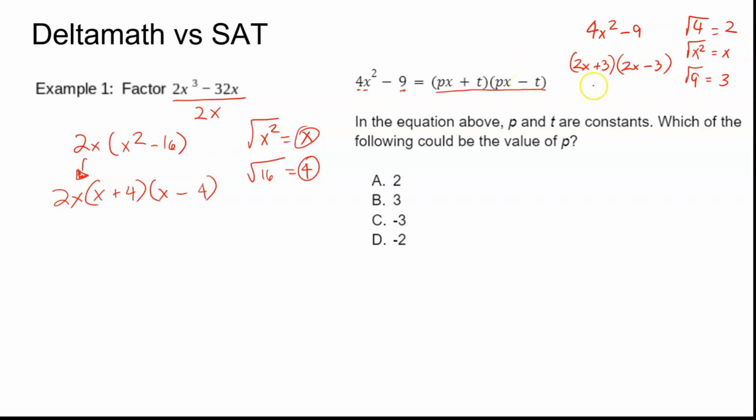Now, if these things match right here, I can replace our constants with p and t, and they should look identical. And they do, right? So now I'm just going to look for p and see what number p is. The value of p in both of these right here is 2. So my answer is 2.